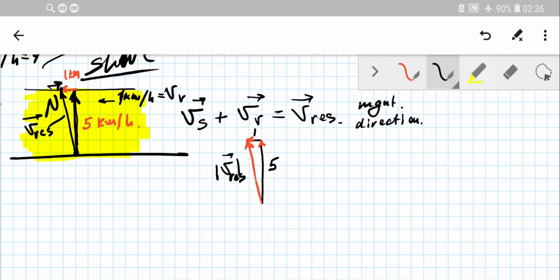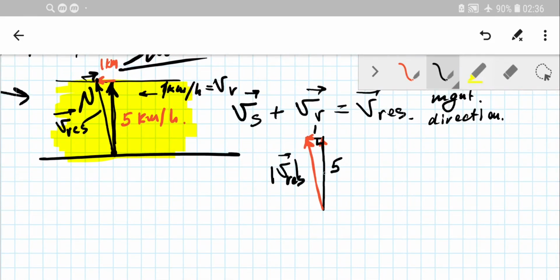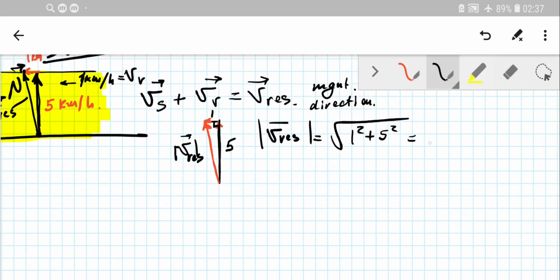Okay, so in order to do that, we arrange a right angle triangle. We've got the right angle triangle here because the direction of the river flow is perpendicular to the north direction for the swimmer, and we want to calculate the height. In this case, the resultant is the height, and we take the square root of 1 squared plus 5 squared. So the resultant vector will have the length square root of 26, or if you calculate using a calculator, just take the square root of 26.